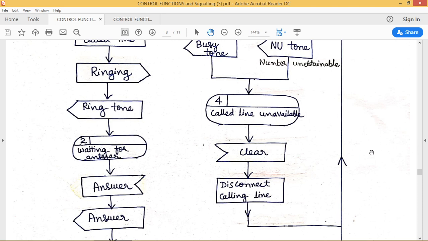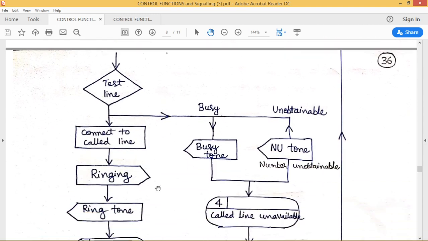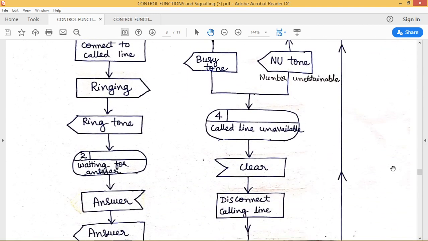So once he lifts his hook, that is his handset, from this state, that is state 2, it goes to answer. So state 0 is idle state, and state 1 is waiting for address from this person, that is the calling person. The exchange is waiting, and state 2 is waiting for answer from the called person.